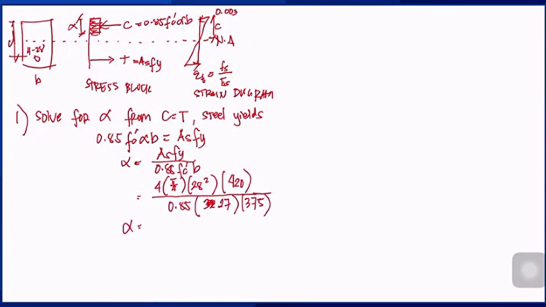$120.2. So this is your alpha. So second step, we check if it still yields.